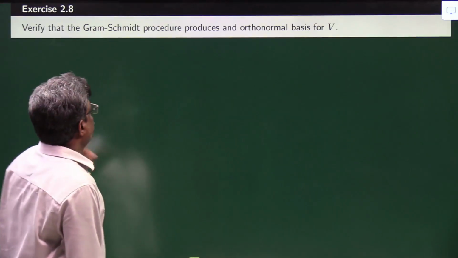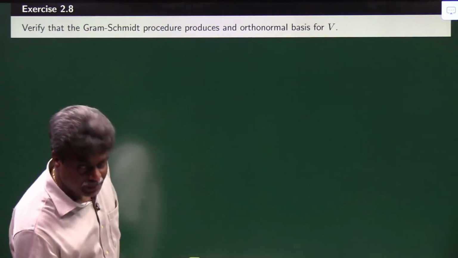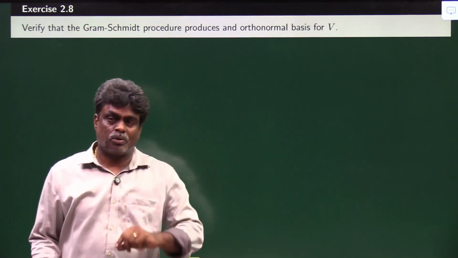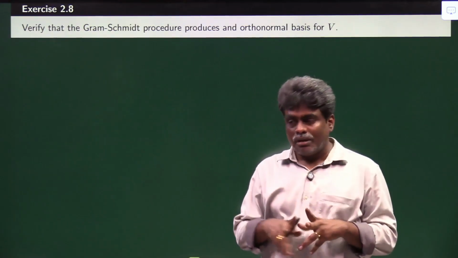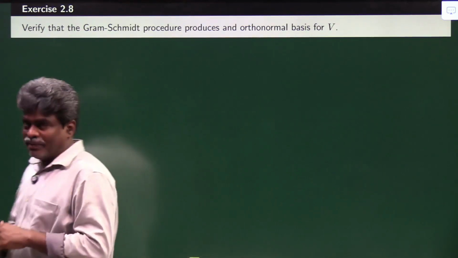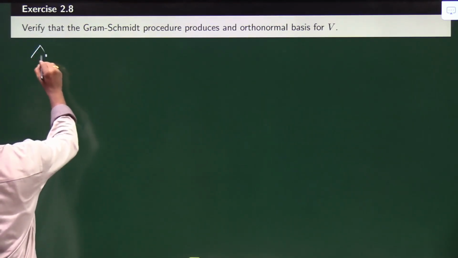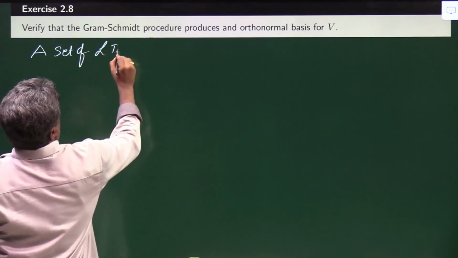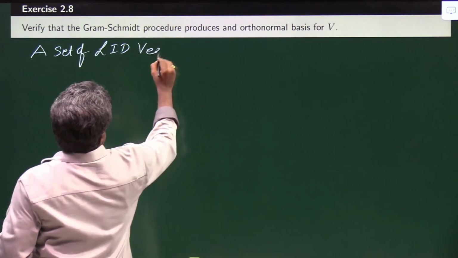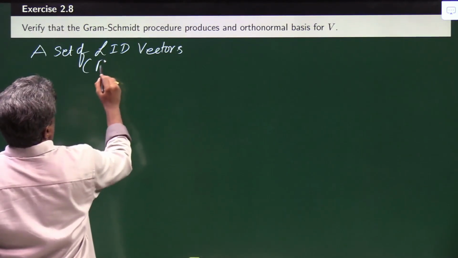Right. So here, this is the next question. This is about the Gram-Schmidt orthogonalization process. What is this Gram-Schmidt orthogonalization process? For example, they have given a set of linearly independent vectors. Okay, so we can call them basis states.